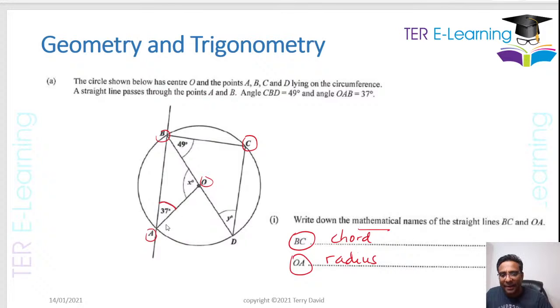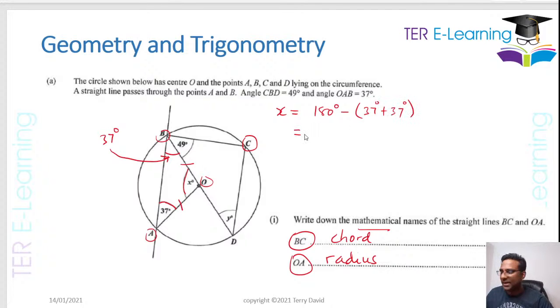The line OA here is a radius, but the line OB is also a radius. So that means that this length here and this length here are the same. So if this angle is 37, it also means that this angle here has to be 37 as well. Now, if that is 37, then we can easily figure out what angle X is. So angle X is simply equal to, when you add up the internal angles of a triangle, it adds up to 180. So this is going to be 180 degrees minus 37 plus 37.